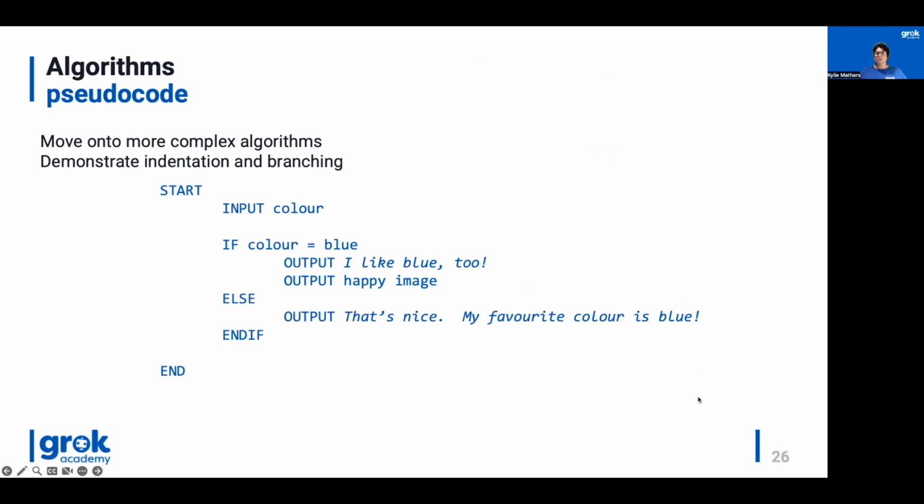Then we've got moving into more complex algorithms. We would perhaps use the indentation for branching, such as if the color's blue, give them a nice little output. Otherwise, that's nice, but my favorite color is blue. It always helps if there's a bit of a cheeky reaction.